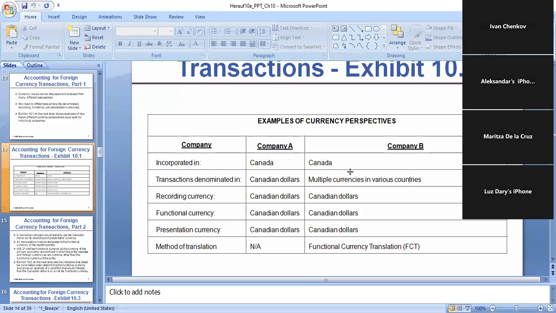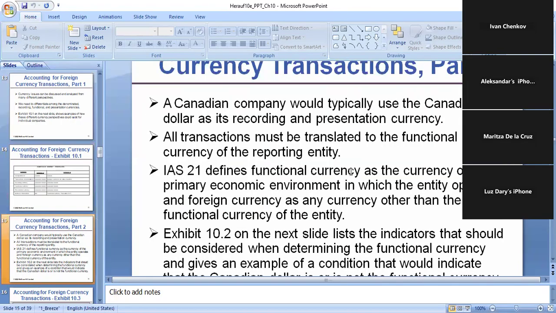Method of translation for company A, since everything is Canada, not applicable. But the method of translation that we're going to use for company B will be functional currency translation. This is important because next time, in the next chapter, we're going to start the translation of the financial statements, foreign translation. So now let's go back to the original size of the slides.